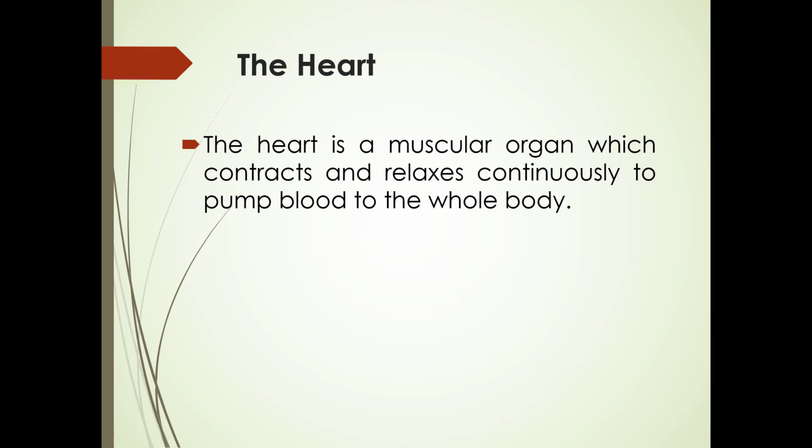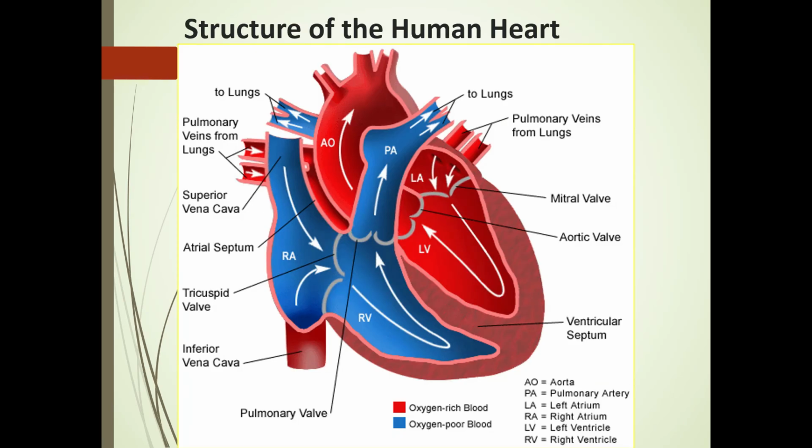Next, what is the heart? The heart is a muscular organ which can contract and relax continuously to pump blood to the whole body. So this is the structure of the human heart. This one you have to remember the structure. Which one is the aorta? Which one is the pulmonary artery? Which one is the ventricle? Left ventricle, right ventricle, and also left atrium, right atrium. So this one is the right atrium, right ventricle.